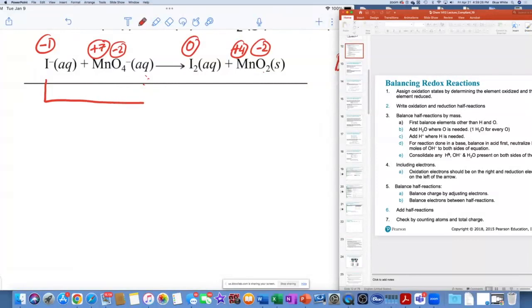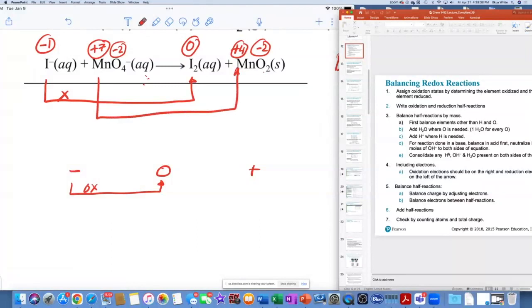If you look at I minus to I naught, you go from negative to 0, to positive. From negative to 0 is going to the right, so that's going to be oxidation. So this should be oxidation. By default, manganese is going to be reduction. Plus, you can tell how the oxidation number decreases. This is going to be reduction right here.